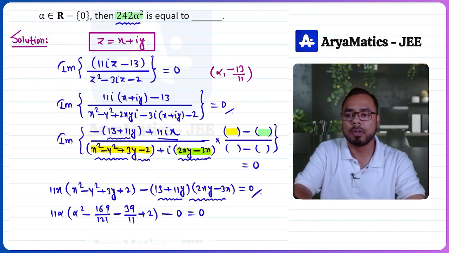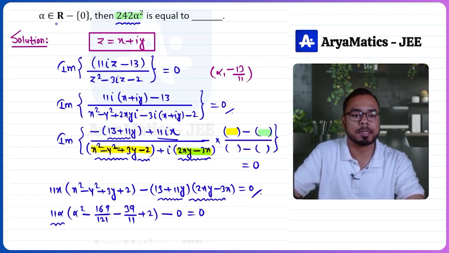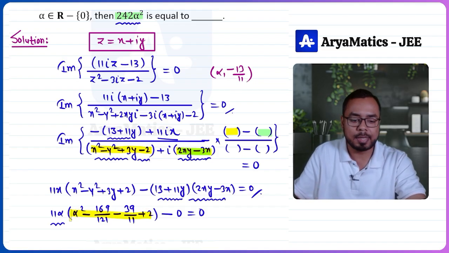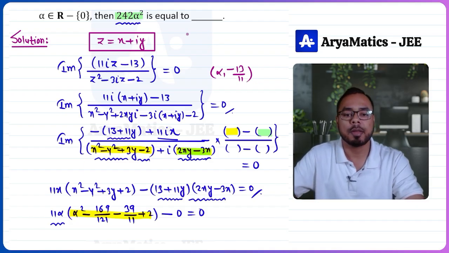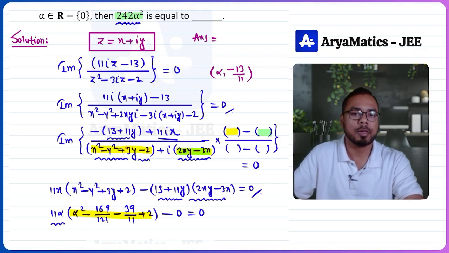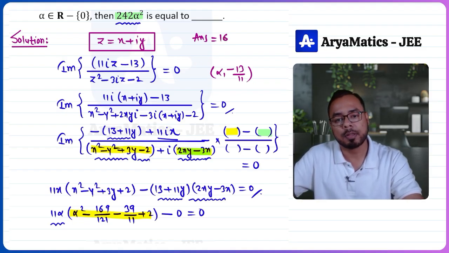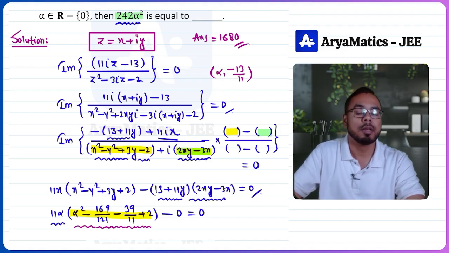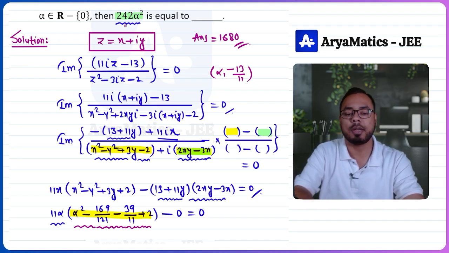So this is the expression that we are getting. We need the value of 242 alpha square. Now again alpha is non-zero. It is given that alpha is non-zero. So now this term will be 0. And from here clearly you can very easily get the value of alpha square. If you calculate the value of 242 into alpha square, you will find that that number will be 1680 and that will be the correct answer for this problem. And from here you can get alpha square and then you can multiply that with 242.